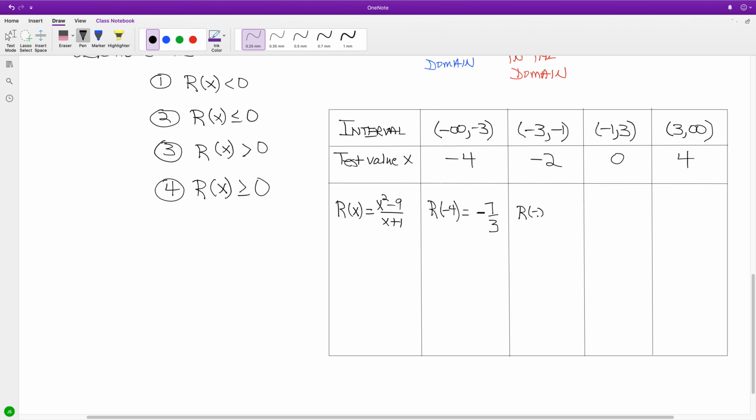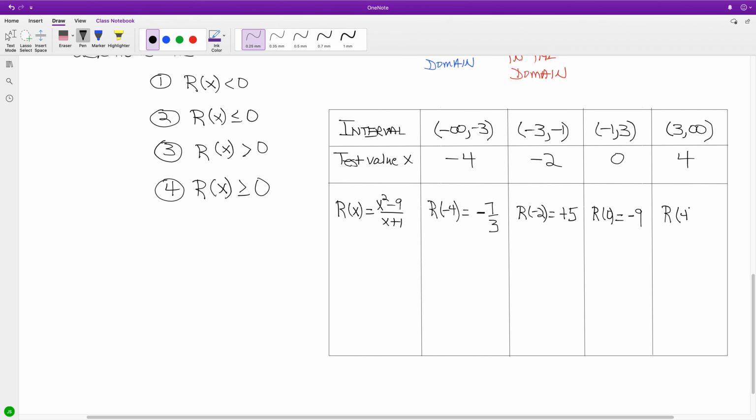In the case of negative 2 for x, negative 2 squared is 4, minus 9 is negative 5. Negative 2 plus 1 is negative 1. And negative 5 over negative 1 is a positive 5. Now, if I plug in 0 for x, I have negative 9 over positive 1, so that comes out to negative 9.